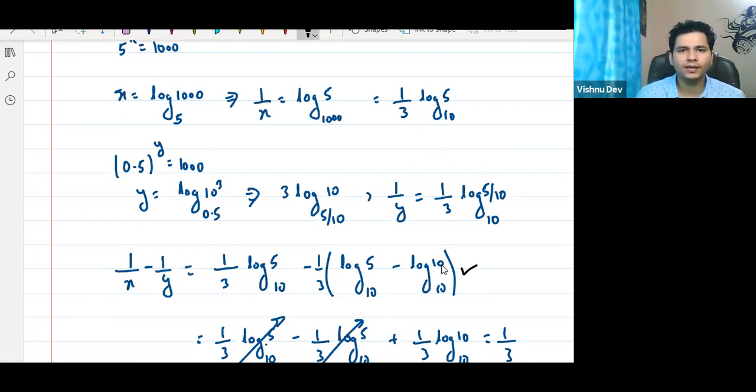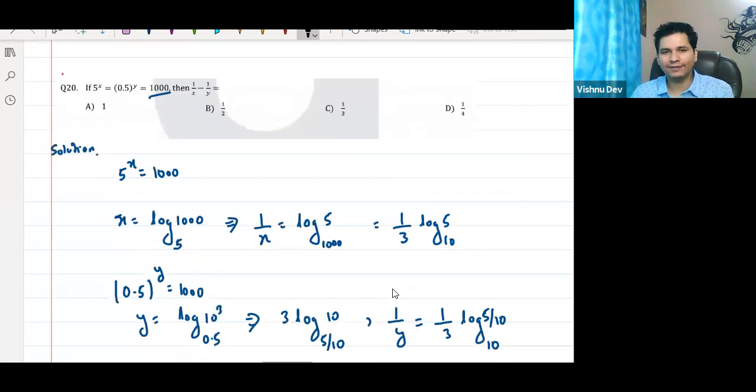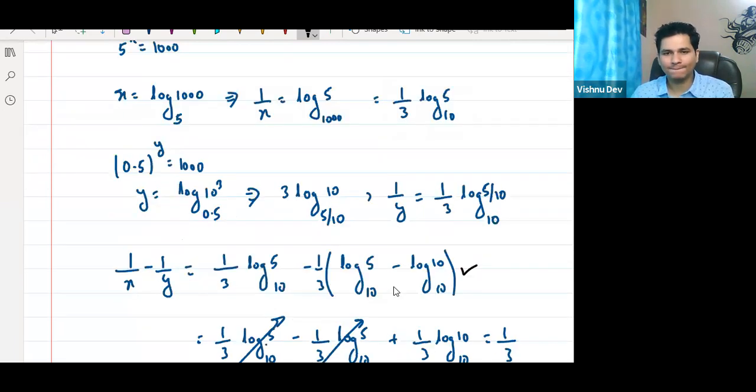Got it? Raghavi, Nishka, Tanvi? Here after this, why can't we write one? I guess you understood what you're asking. Okay, so this is done. Anyone have any doubt in this? Tell me. No doubt?